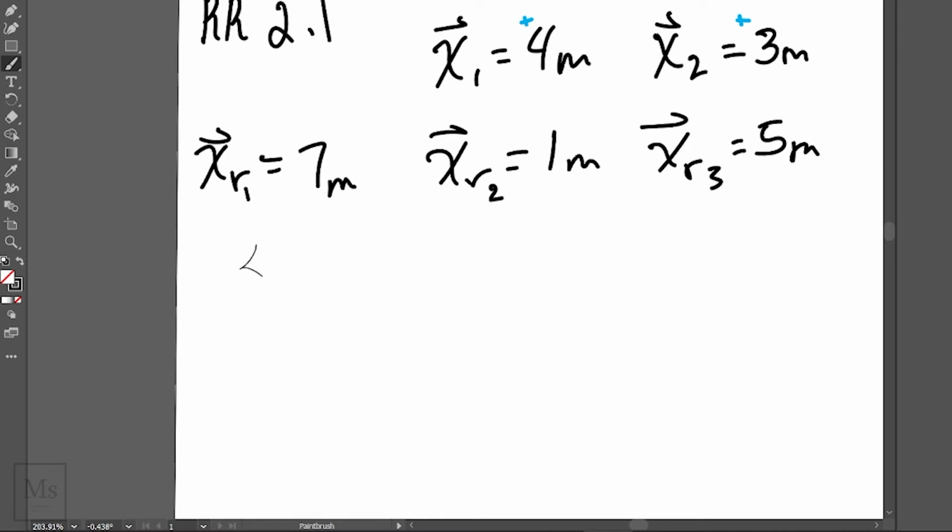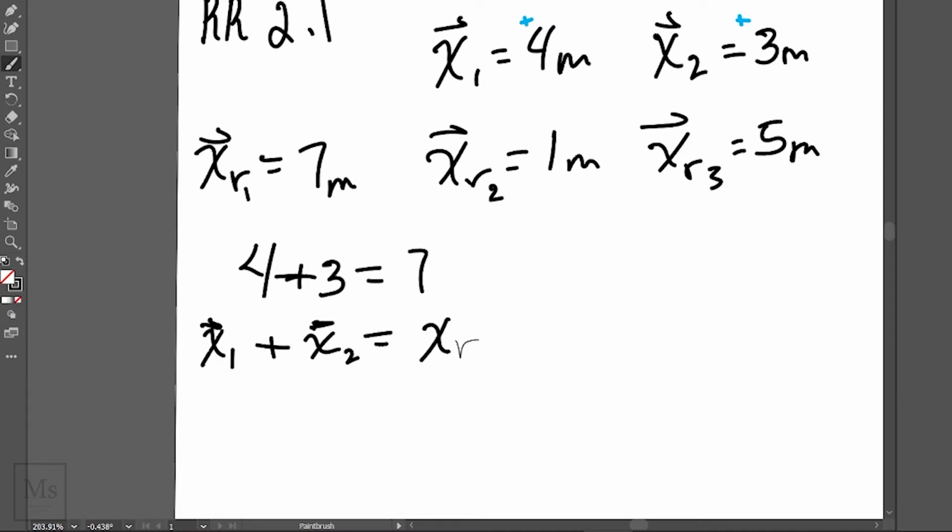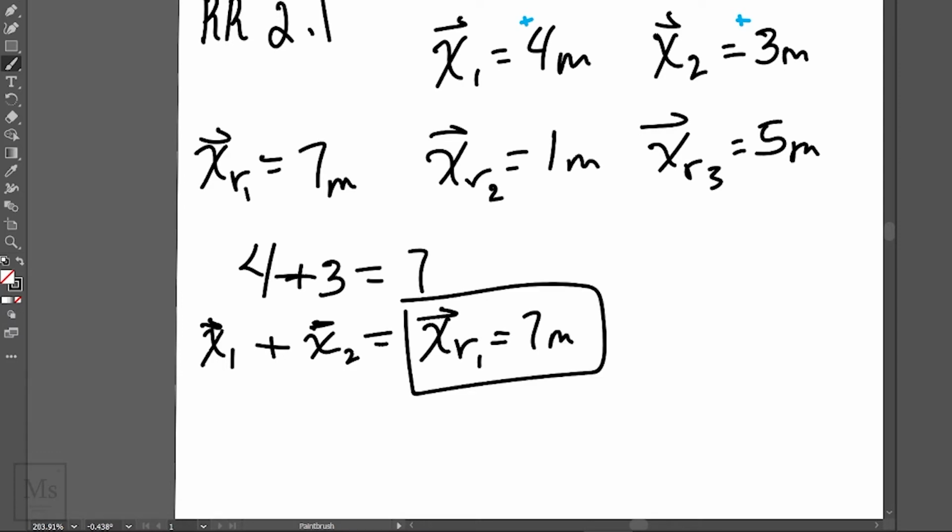So 4 plus 3 equals 7. But we're not working with just numbers and values here, we're working with vectors. So how can we say this in vector form? I can say x1 plus x2 equals xr1, as xr1 is 7 meters. So all you're doing is a little substitution, and we just sub in those values right here, 4 meters in the positive direction and 3 meters in the positive direction.